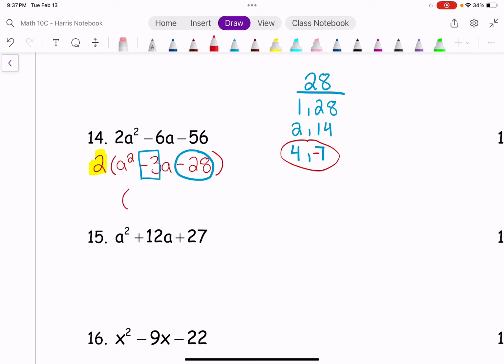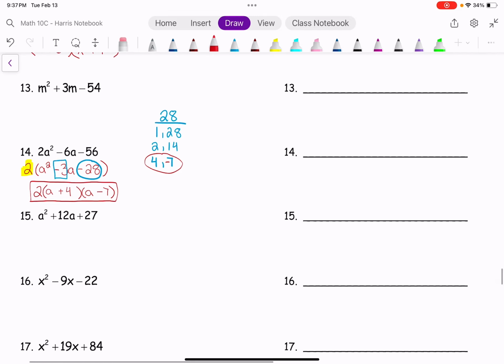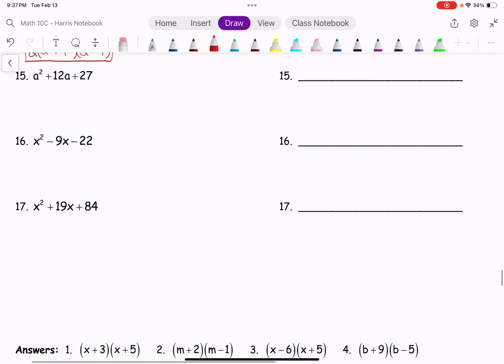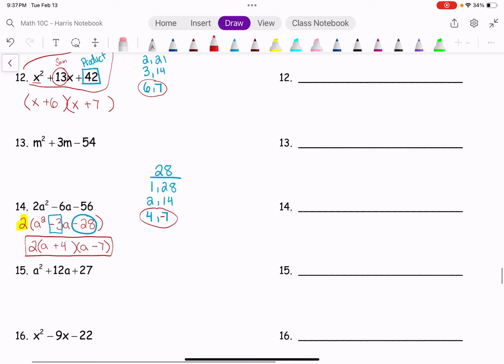So in my brackets here, I know a times a has to give me a squared, and I'm going to have a positive 4 and a minus 7. I can't forget about this 2. Remember that 2 hangs out with the factors, and then this is my final answer. So that's what we did yesterday, and I'm hoping that you finished this off. If you didn't, you're going to have some time today to go finish it off first.